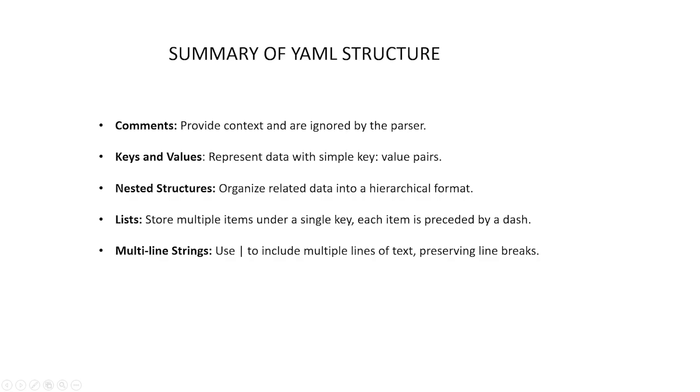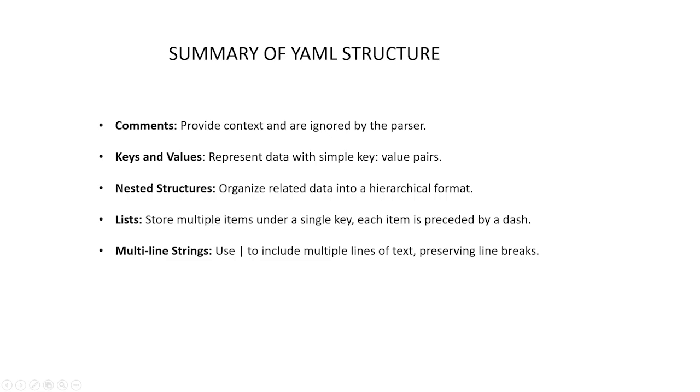Nested structures organize related data into a hierarchical format that we have shown in the address, right? Address is the main key, then inside that we have another nested group, that is street, zip code, city, like that. Okay. Lists store multiple items under a single key, just like we have seen with hobby, right? And each item is prefixed by the dash sign.